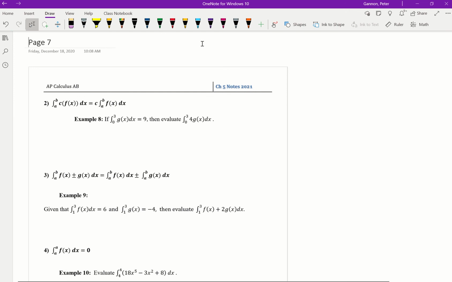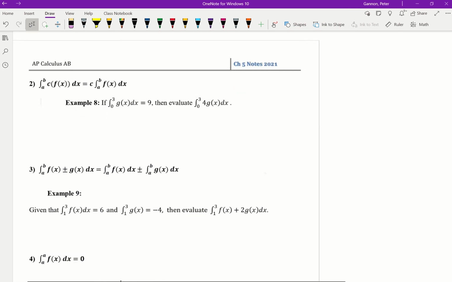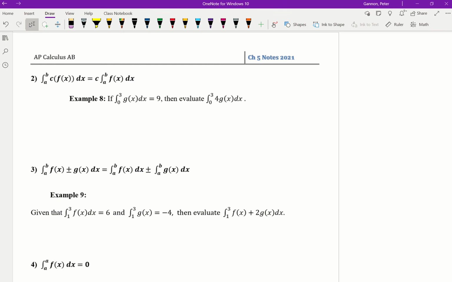So the next property says the integral from a to b of c times f of x dx is equal to c times the integral from a to b of f of x dx. And again, whenever you evaluate an integral, if there's a constant, you can always take that constant out.